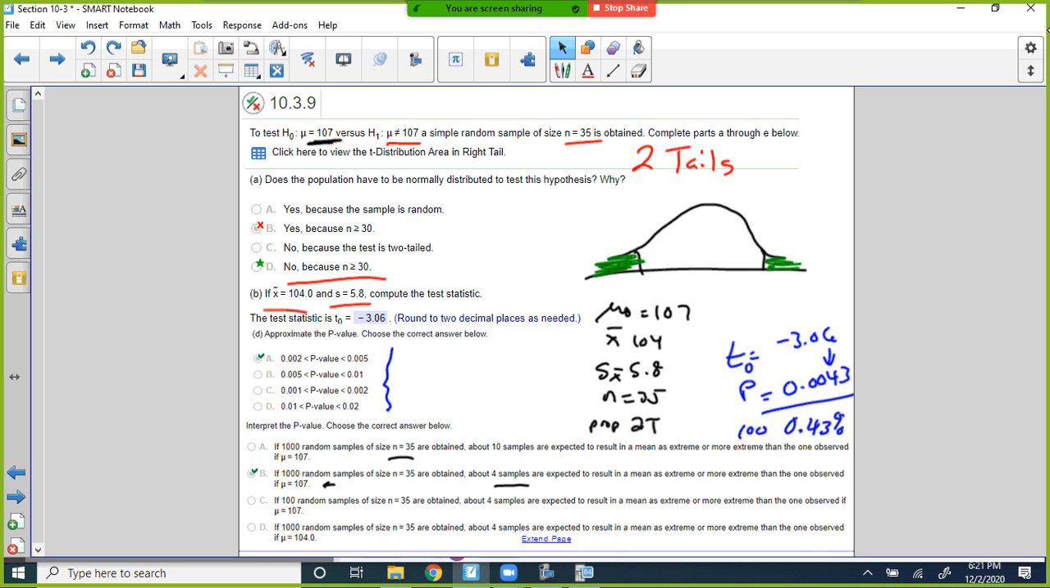Y'all good? All right. So, I don't think, maybe they did tell me. No, they didn't. That's the only thing that they said. Okay, we didn't have to say reject or not. We just had to interpret what the P was. Okay, so guys, that's it. That's 10.3 in a nutshell, right there.